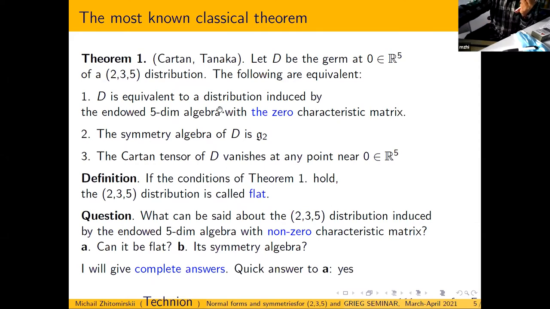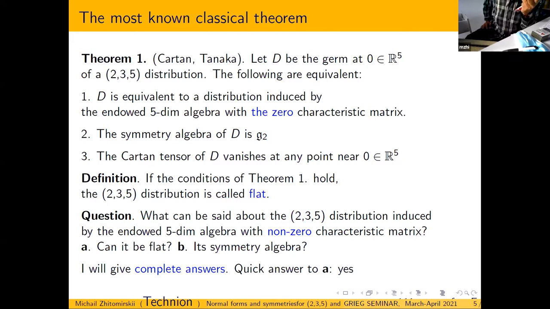So let's take the simplest five-dimensional algebra. What is the simplest? It is the one which is induced by the zero characteristic matrix. What does it mean, the zero characteristic matrix? That we are dealing with a nilpotent graded algebra. So the first statement is that D is equivalent to a distribution induced by the algebra with the zero characteristic matrix. Second, the classical statement is that it is equivalent to the condition that the symmetry algebra is 14 dimensional. Third, the Cartan theorem: the Cartan tensor of the distribution vanishes at any point near the origin. Okay, so one of these items 1, 2, 3 can be taken as a definition of a flat distribution.